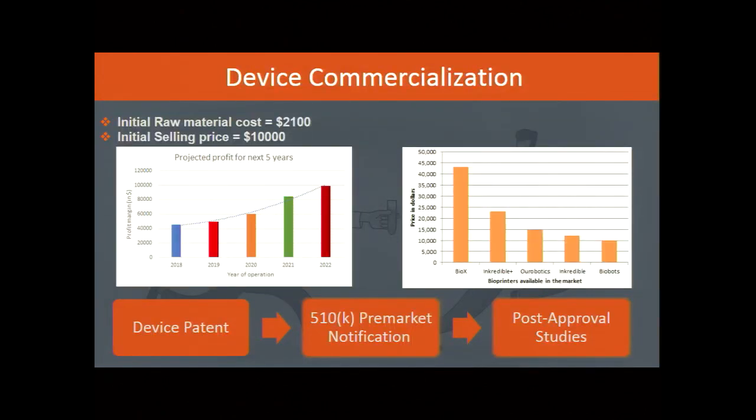In terms of production of the actual system itself, our initial raw material cost is set at about $2,100, while the selling price would be projected at about $10,000. At this selling price, if you look at a five-year plan, at the end of the fifth year of operations, we would be looking at about $100,000 per annum in profits. Even though this price might seem a bit high, in terms of the competition in the market, we still have a very good competitive edge, because all the other bioprinters are very high in price. We haven't filed for a patent yet, but we plan to do that and go through the 510(k) pre-market notification and conduct post-approval studies after we've been cleared.